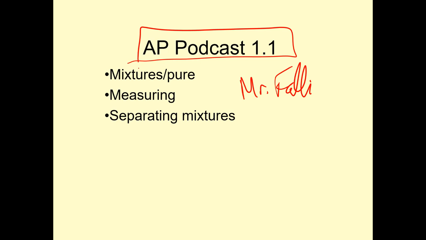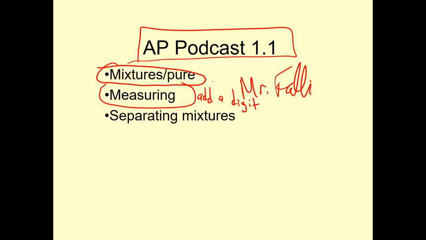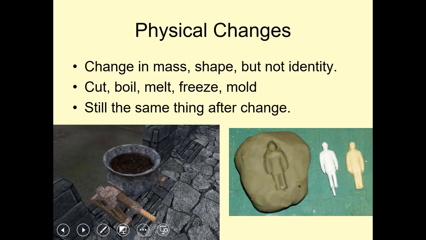All right, so we're going to talk a little bit about the difference between mixtures and pure substances. We're going to talk just a touch about measuring. And all you need to know about measuring is add a digit. Okay? And then we're going to talk a wee bit about separating mixtures, which might be some of the new stuff for you. So let's take a looky-looky.